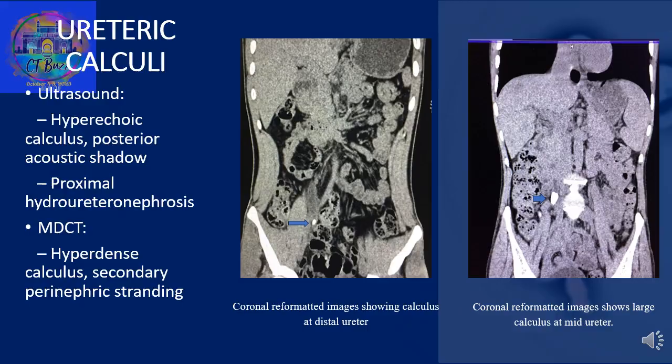Right ureterolithiasis was found in 7 patients. On ultrasound, a hyperechoic calculus was seen, showing posterior acoustic shadowing with proximal hydroureteronephrosis. On CT, a hyperdense calculus was seen, as shown in the provided images.